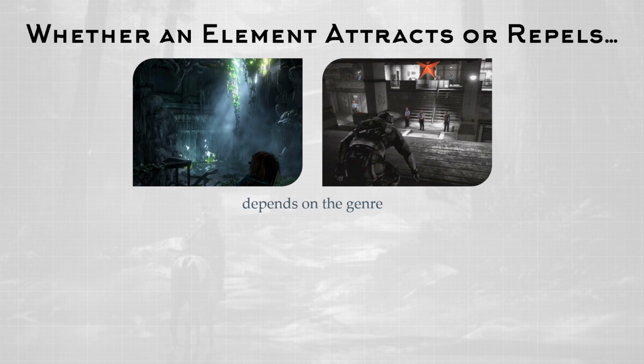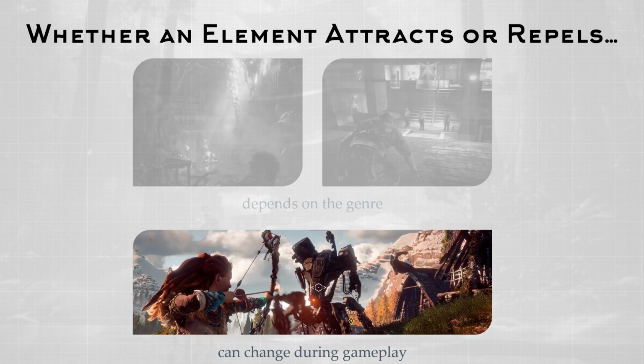Apart from depending on the genre, whether an element attracts or repels can also change during gameplay. Think of an RPG, for example, where in the beginning you're faced with enemies that are of a too high level, that are too difficult to beat. So they would naturally push the player away at the start. But then later, when you level up and become strong enough to defeat them, they might actually attract the player because they promise interesting loot, or because defeating them might lead you to a secret area in the game world.